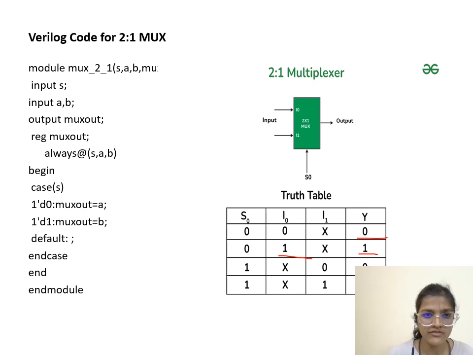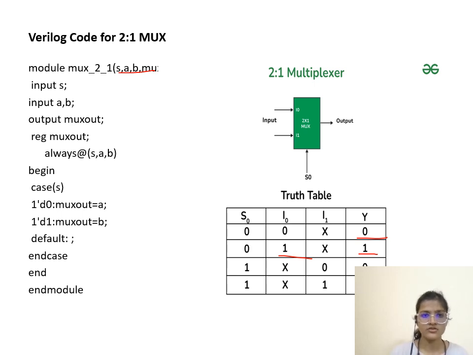For the 2 to 1 multiplexer, we gave the module the name mux_2_1, in which there are 4 ports: S, A, B, and mux out. Here S determines which input will be passed to the output, A and B are the data inputs, and mux out is the output. Mux out is declared as a register because its value will be assigned in the always block.